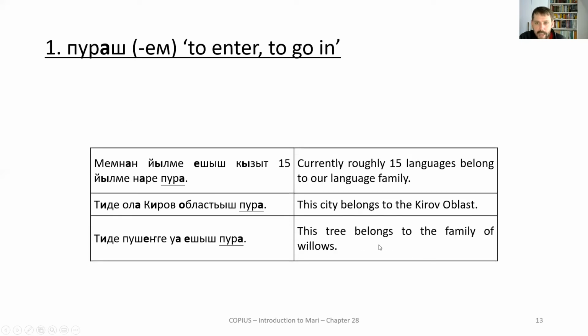In these sentences that we have here, when we're talking about languages belonging to a family, where an estimate is made of 15 languages belonging to the Uralic language family, linguists will know that trying to set a concrete number of languages in any family, especially such a low one, is a problematic notion, but well, it's in the text. If we're talking about 15 languages belonging to this family, what we are literally saying is about 15 languages are entering into this family. And this just means to belong to. Like this city enters into the Kirov Oblast means it belongs to the Kirov Oblast.